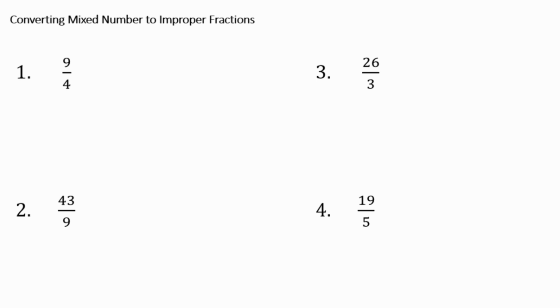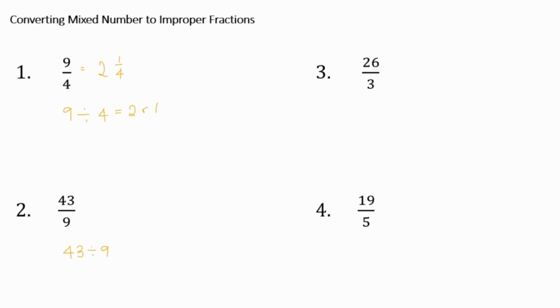For number 1, we have 9 over 4, and we need to convert that into a mixed number. So we are going to do 9 divided by 4. So we're looking at the 4 times table. So we have 2 whole 4s, which gives us 8, and that gives us a remainder of 1. We therefore write this as 2 for our whole number, 1, which is our remainder, as the numerator, and 4 will be our denominator.